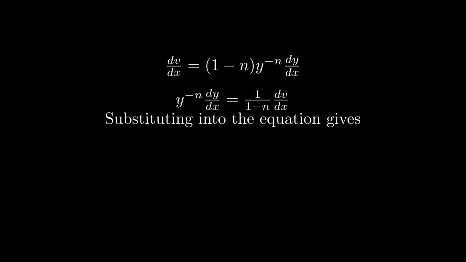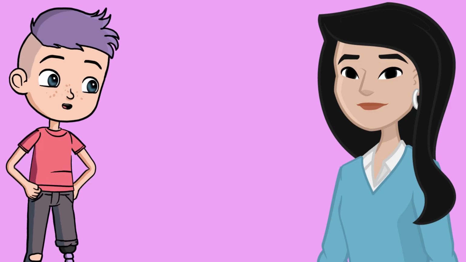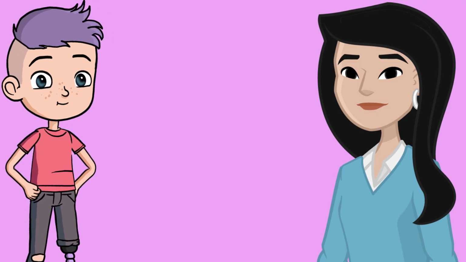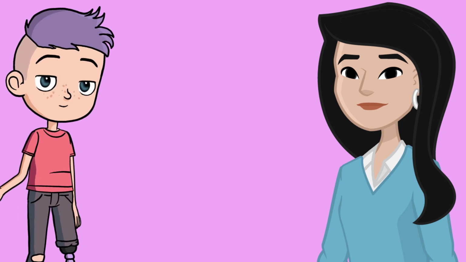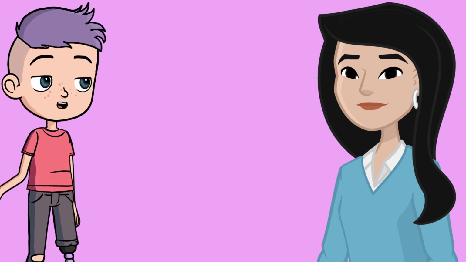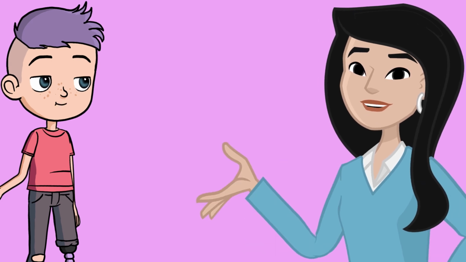Substitution in the equation gives dv/dx + p(1-n) v = q(1-n), which is now a linear differential equation in v, and we know how to solve linear differential equations using an integrating factor. That makes sense. Once we solve for v, we can substitute back v equals y^(1-n) to find y, right? Correct. That's the general process.